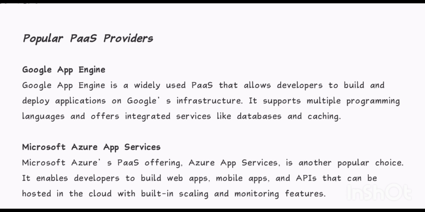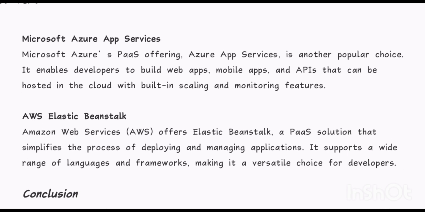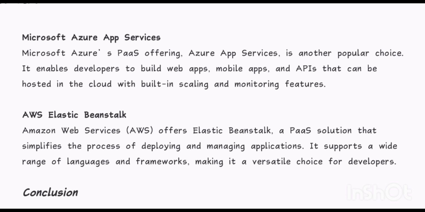Popular PaaS providers. Google App Engine is a widely used PaaS that allows developers to build and deploy applications on Google's infrastructure. It supports multiple programming languages and offers integrated services like databases and caching. Microsoft Azure App Services. Microsoft Azure's PaaS offering, Azure App Services, is another popular choice. It enables developers to build web apps, mobile apps, and APIs that can be hosted in the cloud with built-in scaling and monitoring features.